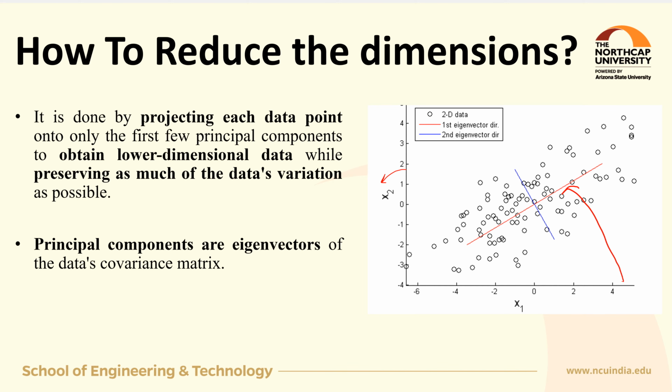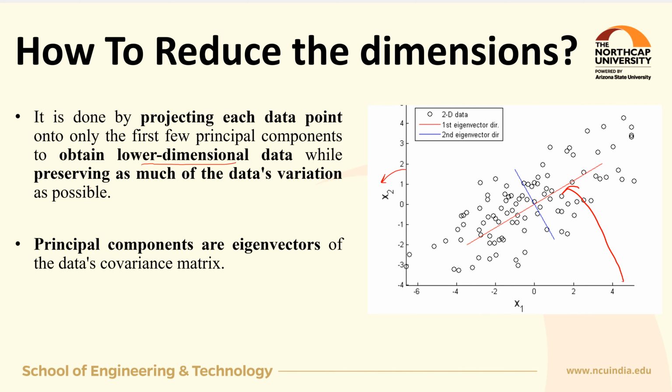So this red and blue line is going to represent my new axis, and in the terminology of PCA, we are going to get these new axis with the help of eigenvectors of the data covariance matrix, and these eigenvectors are nothing but what we call principal components. So by finding out the top principal components, we can obtain the lower dimensional data set while preserving as much of the data's variation as possible.